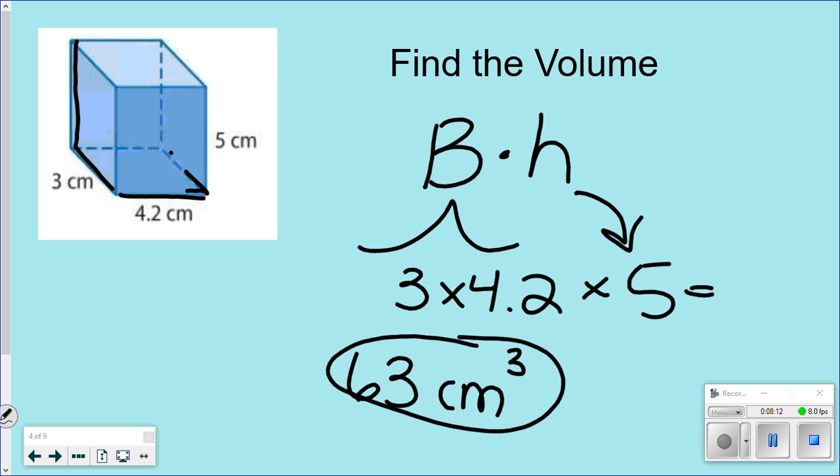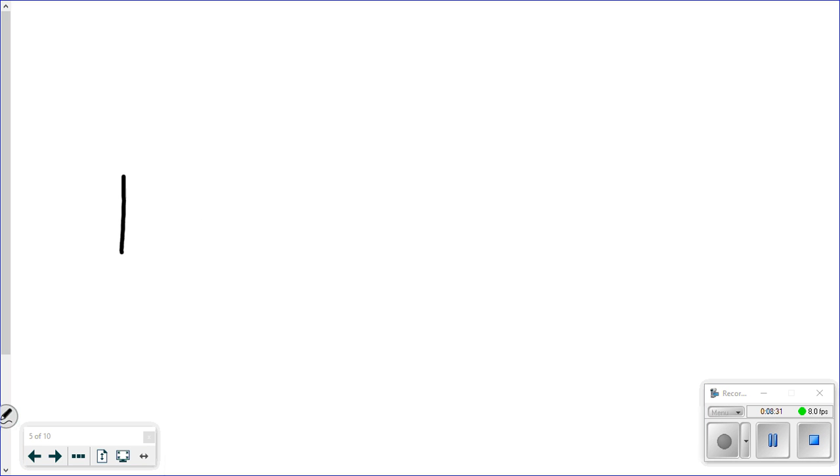So what you're doing is when you're finding the base, you're finding how many can go just in the bottom. Then when you multiply by the height, you're figuring out how many layers of that base can go inside that prism. So that's why you take the area of the base and times by the height. Let's do another one.